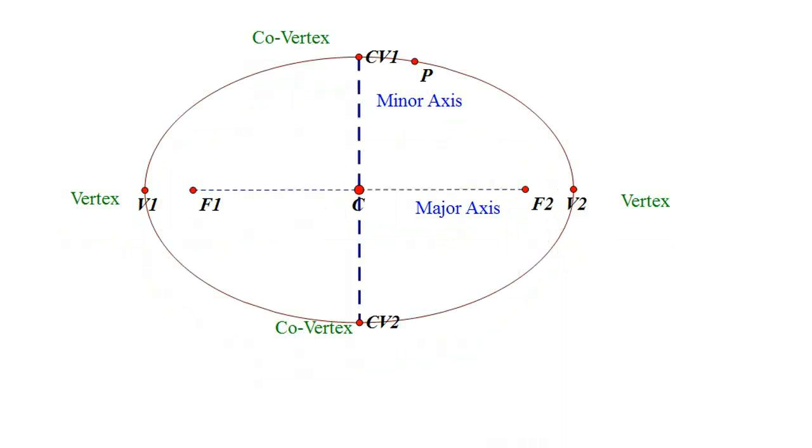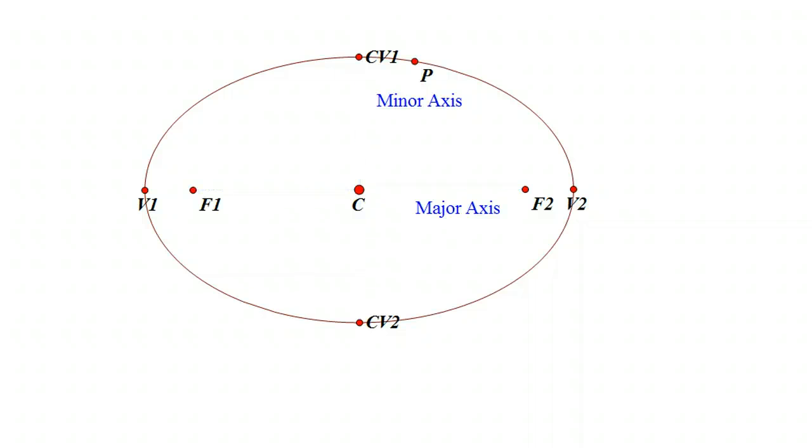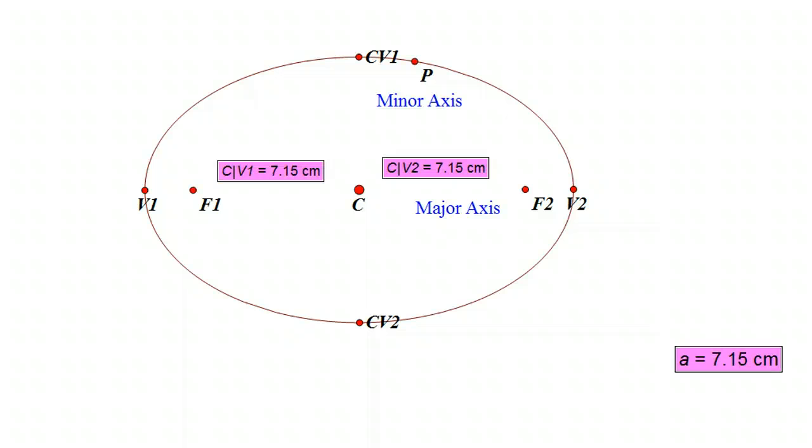So let's take a look at some other interesting measurements that we have here. Let's take a look at the distance between the center point and V1, the vertex. And what do you notice? The distance between C and V1 is 7.15. The distance between the center and the second vertex is also 7.15. So let a be 7.15.